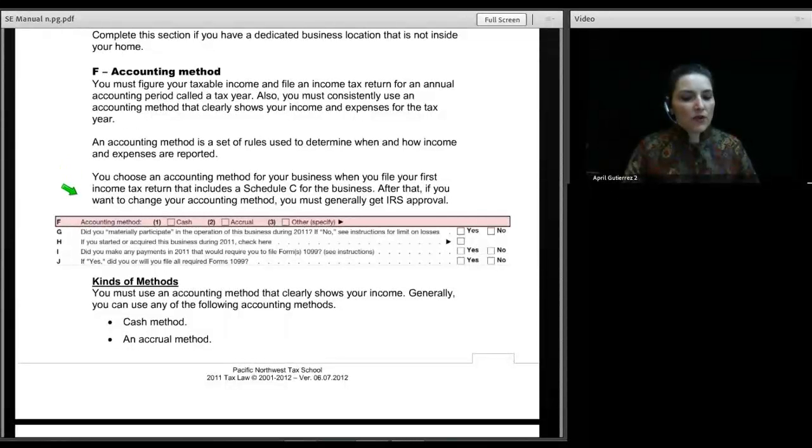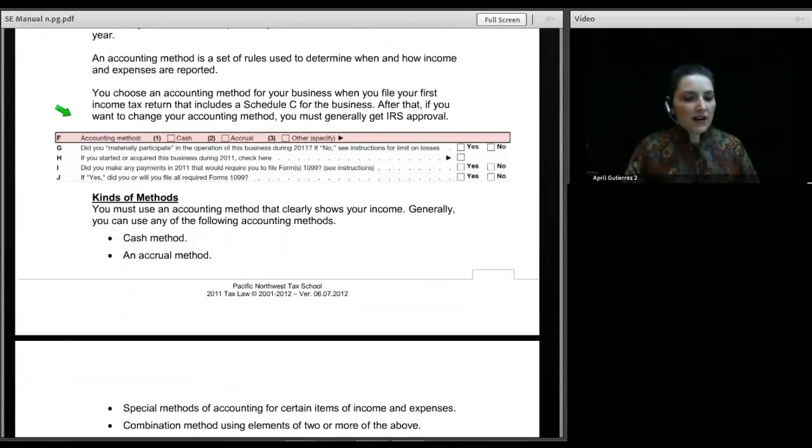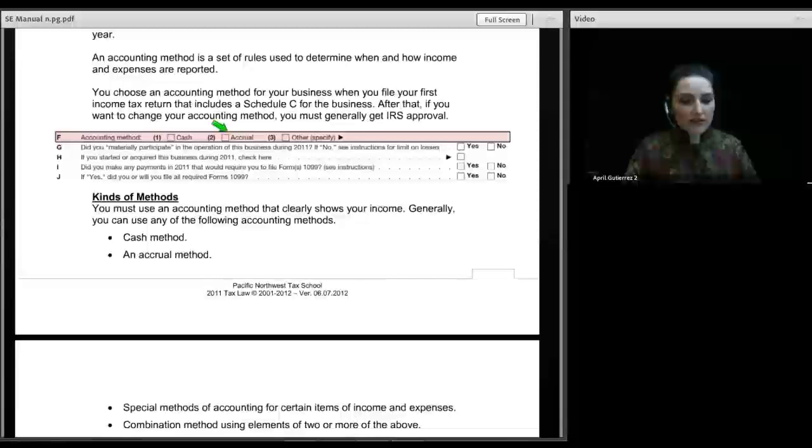After that, if you want to change your accounting method, you must generally get IRS approval. So we're on this line right here, F. And what does the line tell us to do? We have a choice. Check the cash box, check the accrual box, check the other box, and specify what we're doing. So we're going to talk about those.